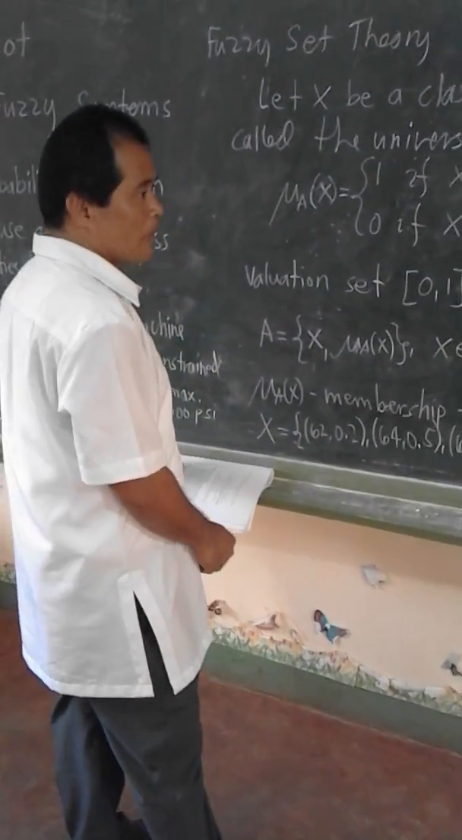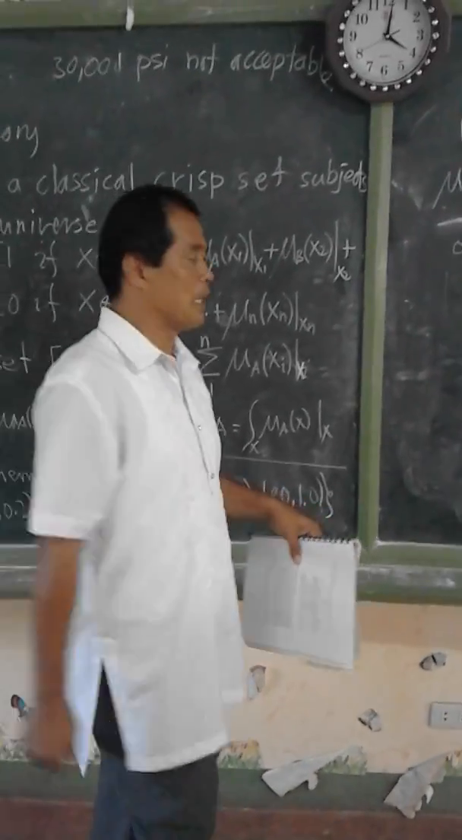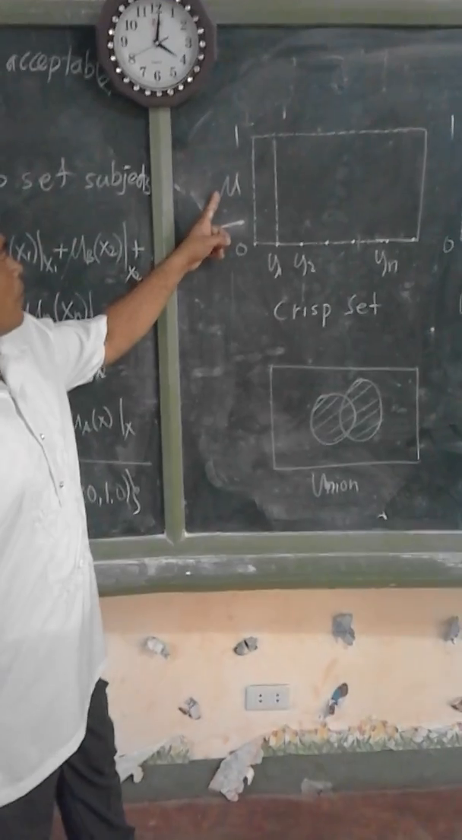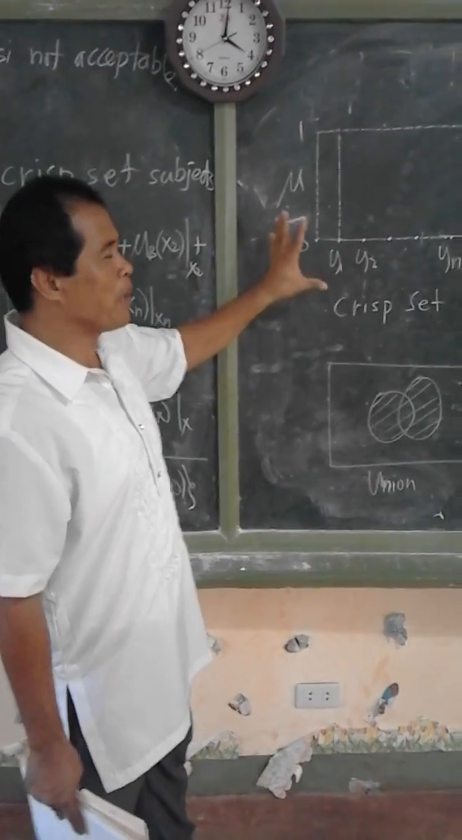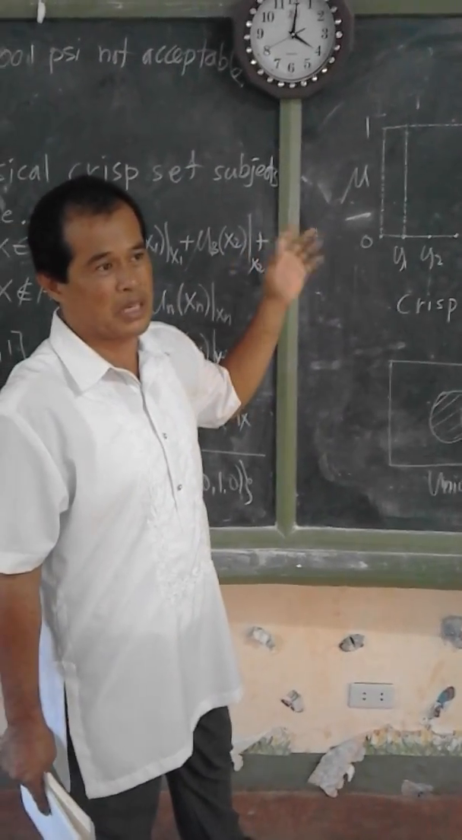We come now to the crisp set theory. We have this graph here, with 1. By the way, crisp set theory is in binary expression.